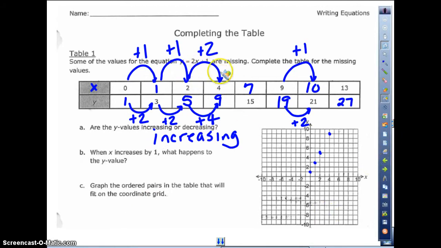Here when my x value increased by 2, my y value increased by 4. Here when my x value increases by 1, my y value increases by 2. I want you to predict what's going to happen here when my x value increased by 3. This jump is 3 times bigger than this one. What do you predict the amount of the jump's going to be here?